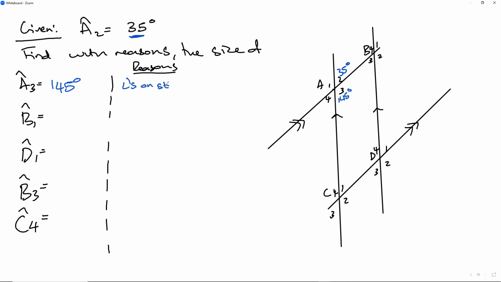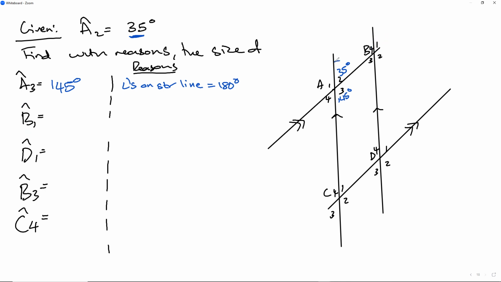Angles on a straight line equals 180 degrees. If I work each of these straight down one by one with the information I have, I might develop more and more reasons along the way. But for now, this is the only reason for A3. Now let's go to B1.